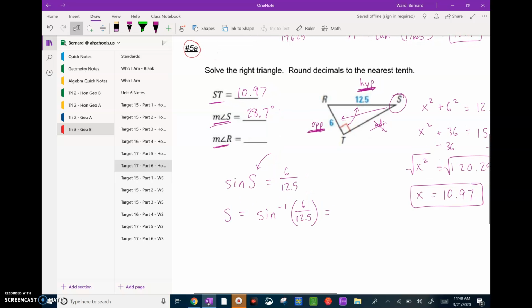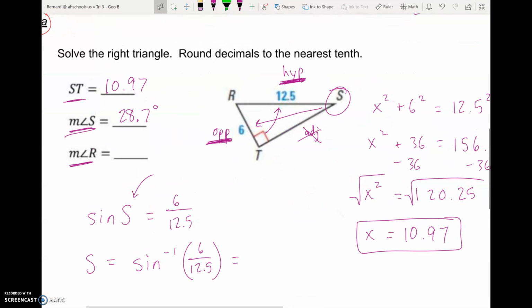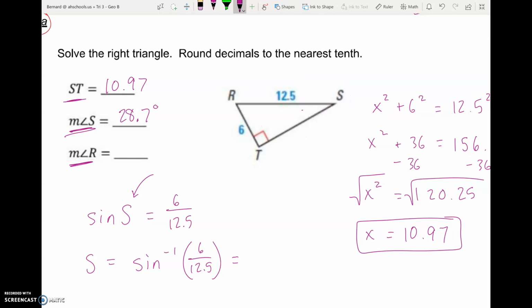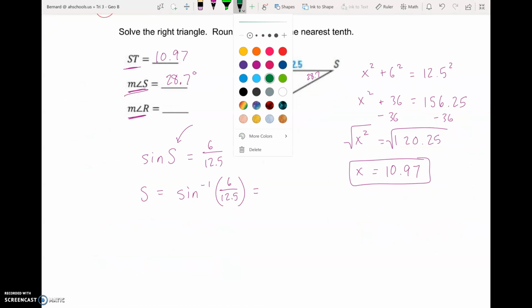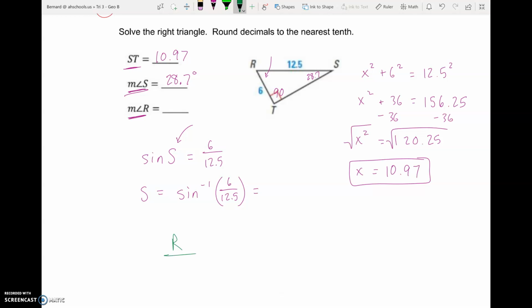And then for angle R, right, I'm going to add this to our picture now a little bit, clean this up. So I now know angle S is 28.7. I also know T is 90. And so to find R, I just subtract those 2 from 180. So R is what I get when I do 180 minus 90 minus 28.7. And when we type that into our calculator, we should get 61.3. And that is going to be what angle R is. 61.3.